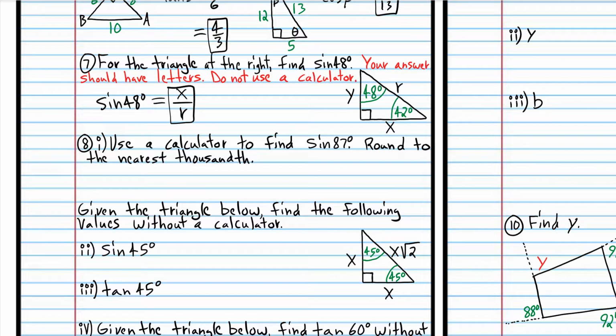Enter 87 into the calculator, then push your sine button, and that's your answer. So sine 87 degrees, and it says to round to the nearest thousandth. So 0.998, and if we look at the number to the right of the thousandths place, that's 5 or higher. So we just round 8 up to 9.